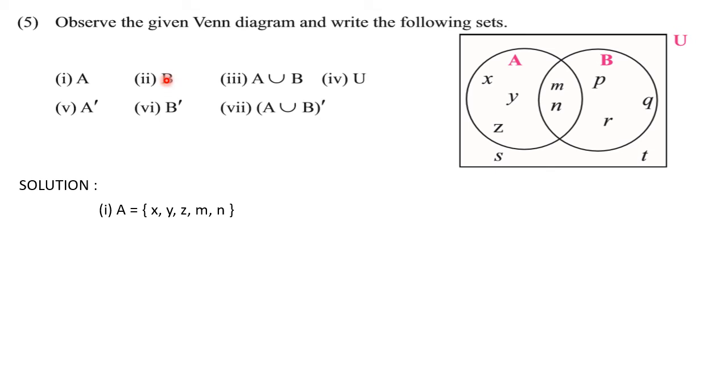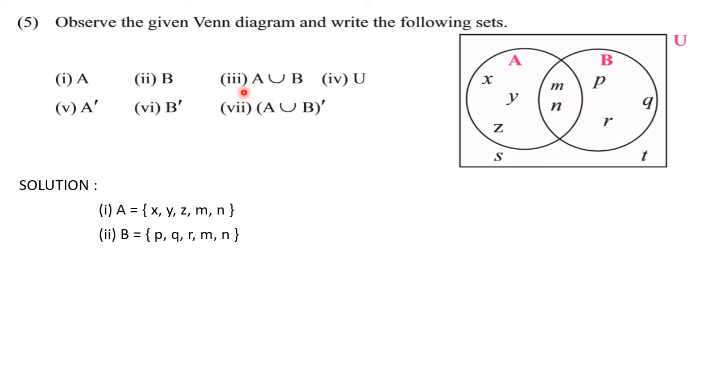The next one, second one is B. So here you will write down all the elements from this circle. This circle denotes set B. So you can write down the elements P, Q, R and MN. MN is common to both. It is in the intersection part. You can see this. Okay.